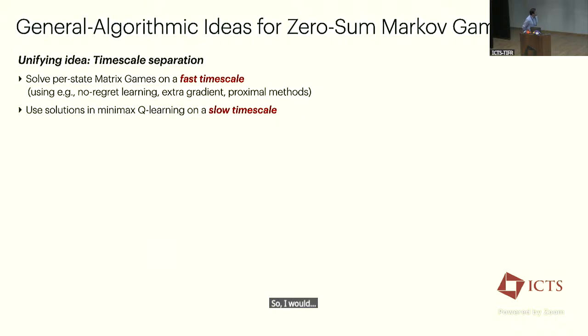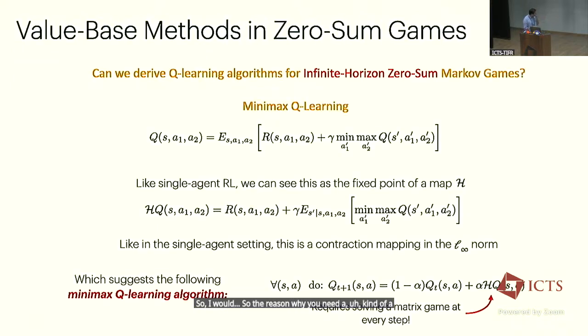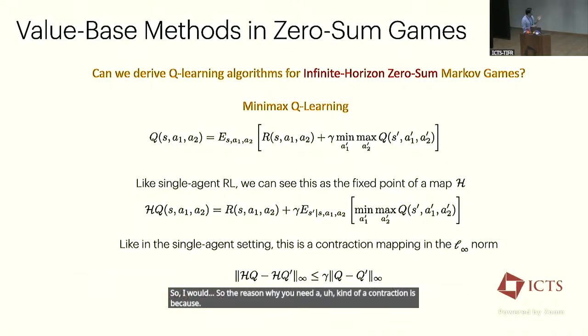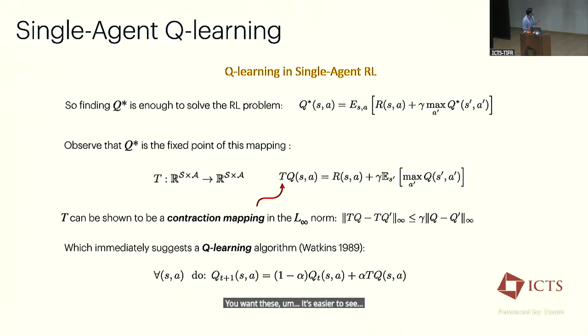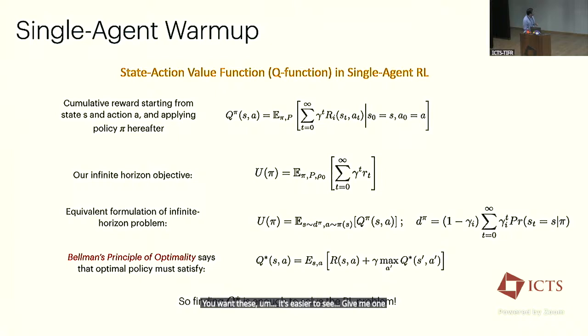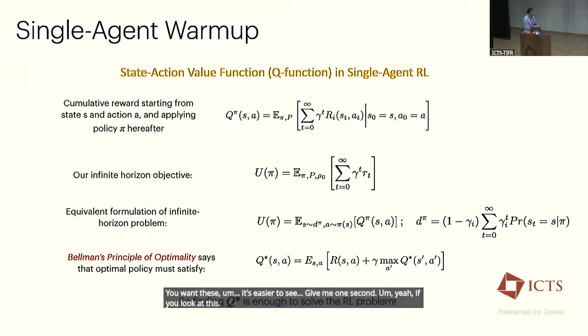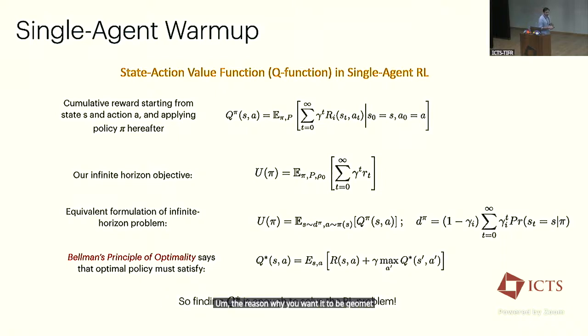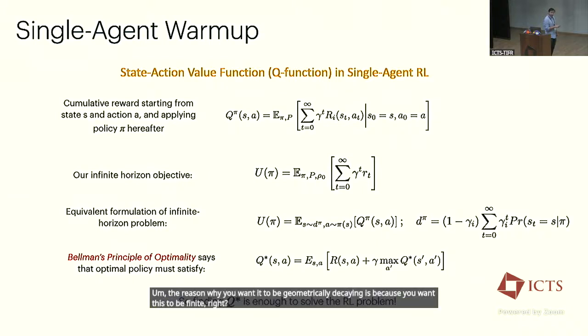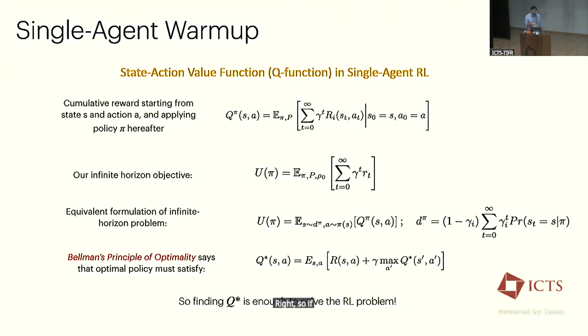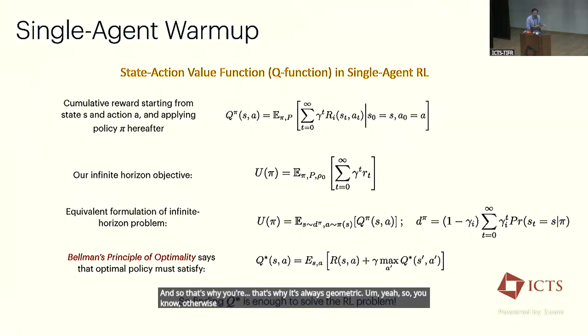The reason why you need a contraction is easy to see. If you look at this, the reason you want it to be geometrically decaying is because you want this to be finite, right? Because it's an infinite sum. If it's not geometrically decaying, this is always infinite. That's why it's always geometric. Otherwise the problem is not really well posed, because your utility is always infinite.